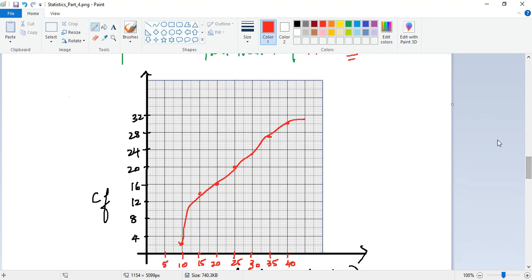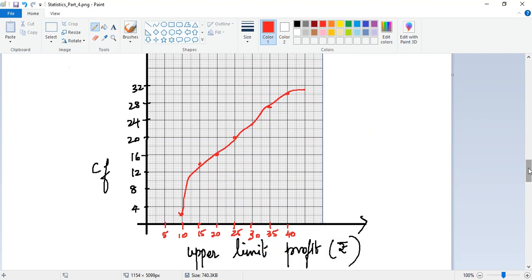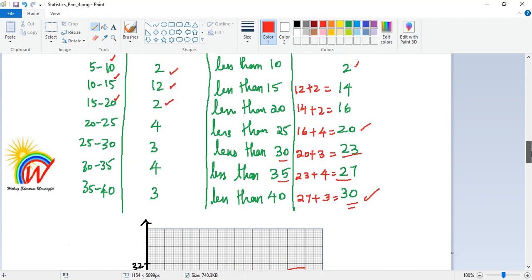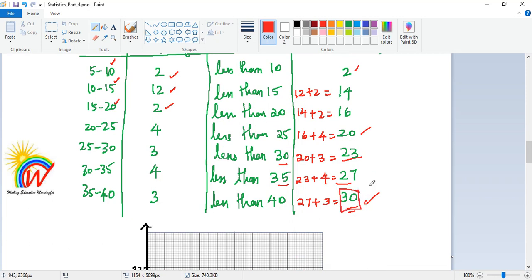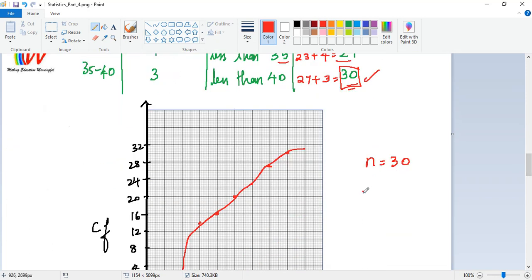In that case, I'll show you how to find the median of this without using the formula. You will find the n over here. In the less than graph, n is your 30 over here, because that's the total number of students. So n by 2 is going to be 15. So you find out the 15th value over here.